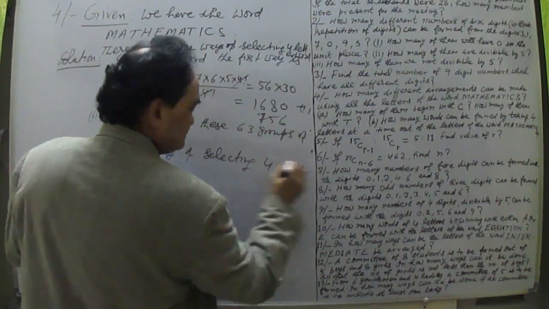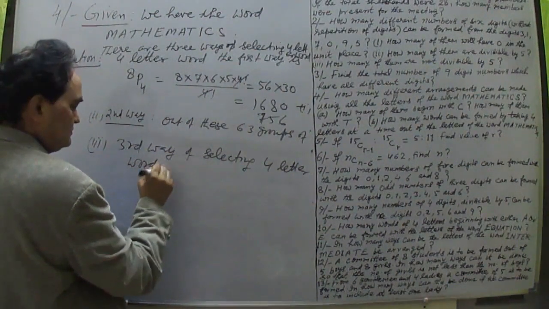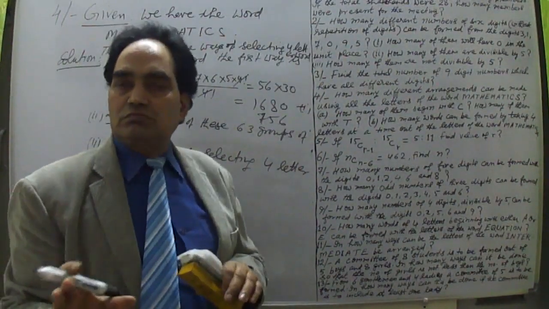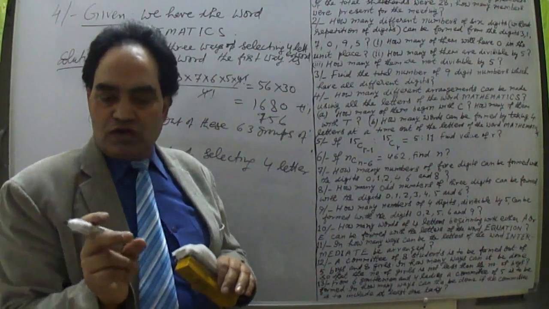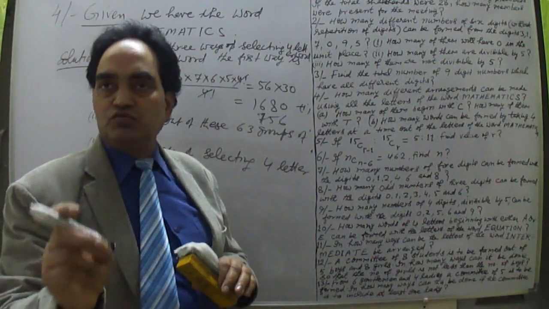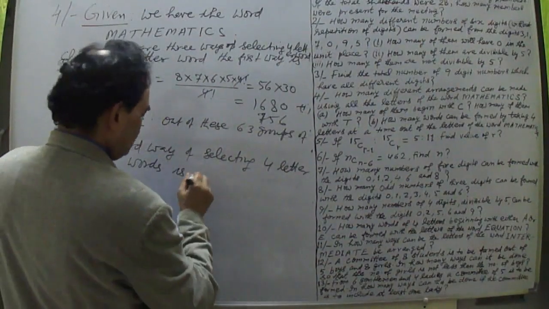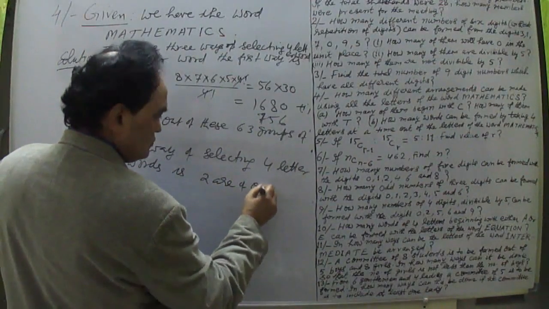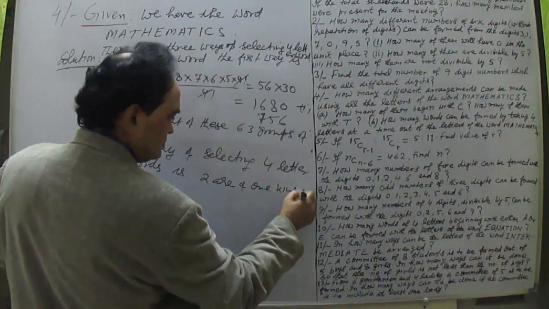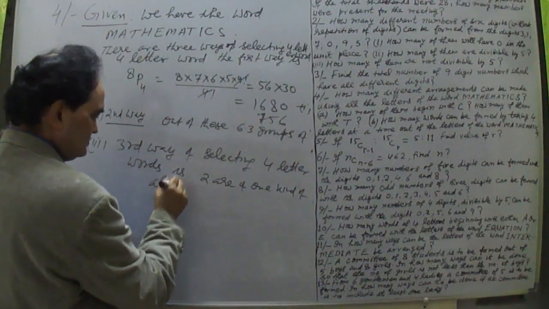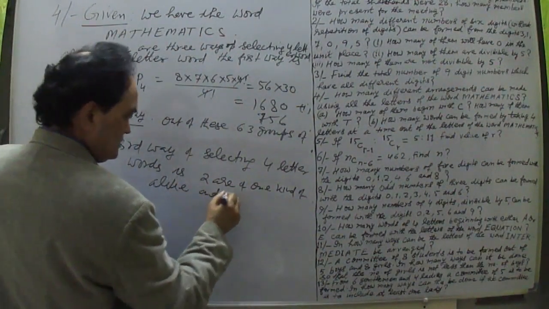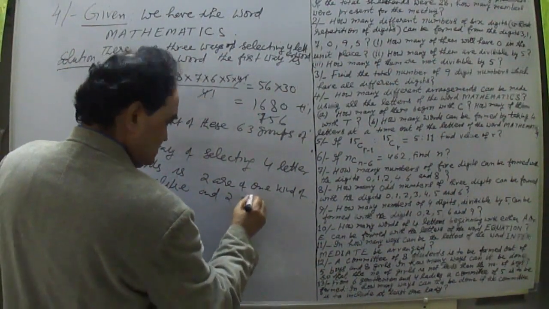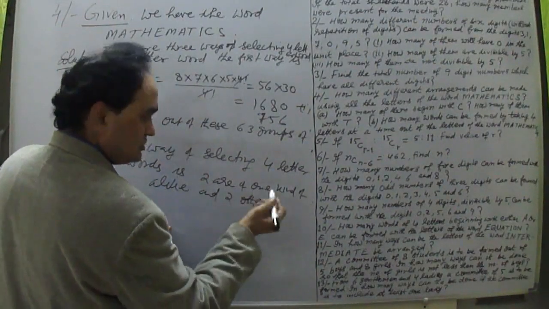four-letter words is that 2 are similar, 2 are one kind of similar characters and 2 are another kind of similar characters. Now let me take 2 are of one kind, of alike, and 2 other are of second kind of similar or alike.